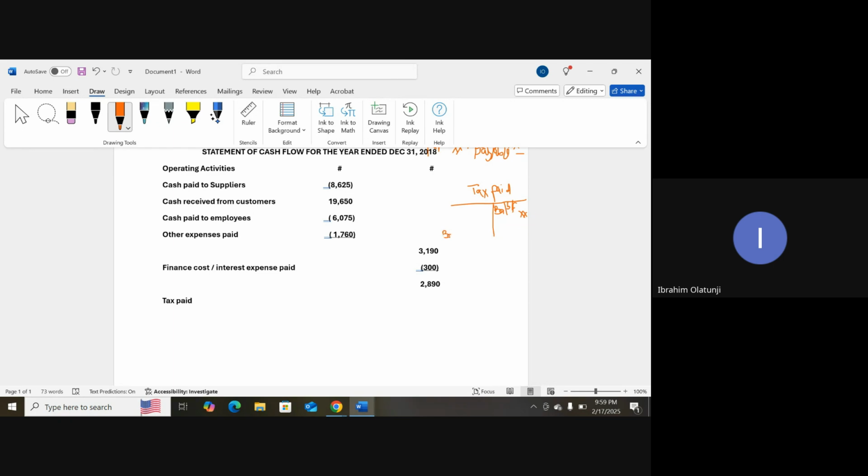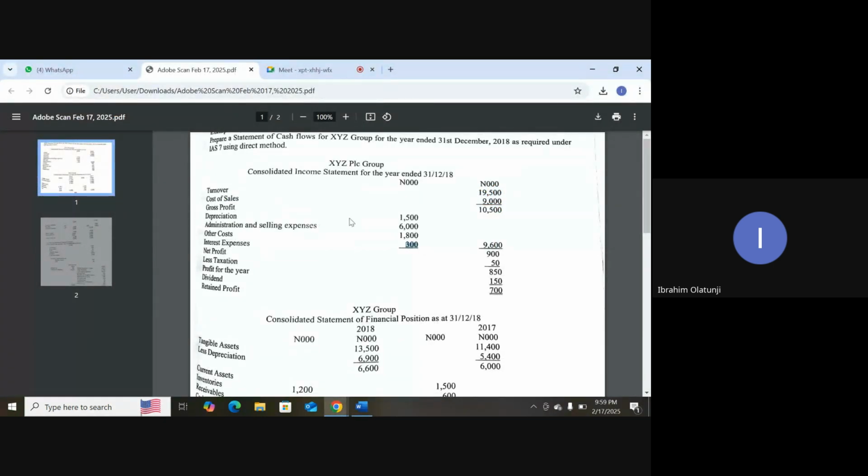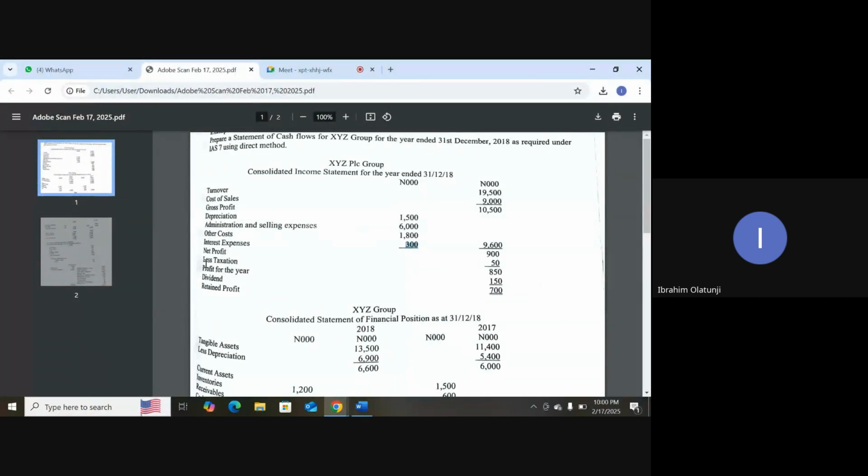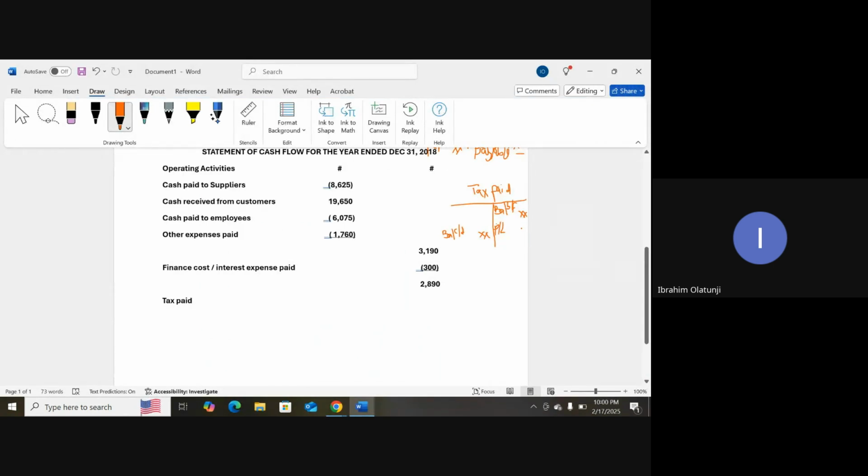Then you come here, you say balance carried down. You know, there's opening and closing. Balance carried down is your closing balance under your liability, the closing balance of that tax. You put it here. Then you now go to your P or L, statement of income, the one I showed you just now, and pick the taxation that is given to you. The taxation is the taxation in your P or L. How much? 50.